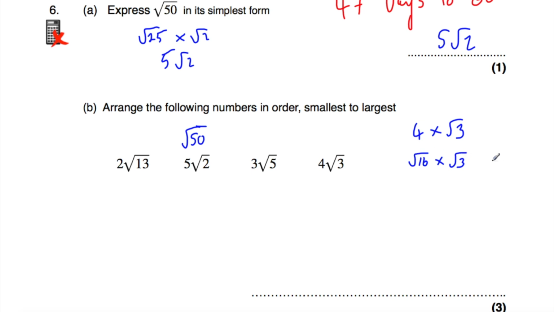Root 16 times root 3 would be root 48. So that means that this would be root 48. And if we simplify root 48, that's equal to 4 root 3. Okay, now let's look at the 3 root 5.